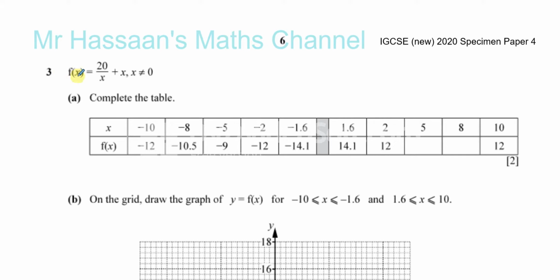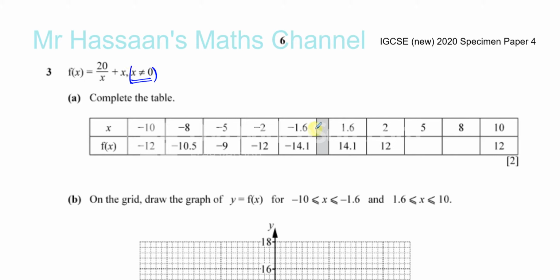Now here we have a function f of x, which is defined as 20 over x plus x, and they've mentioned that x cannot be 0, and you have to mention any exceptions to the function for it to be a function. And x cannot be 0 because if you put x in the denominator, you'll have something that's undefined. You cannot divide by 0, it's undefined. So that's the reason why they've mentioned x can't be 0.